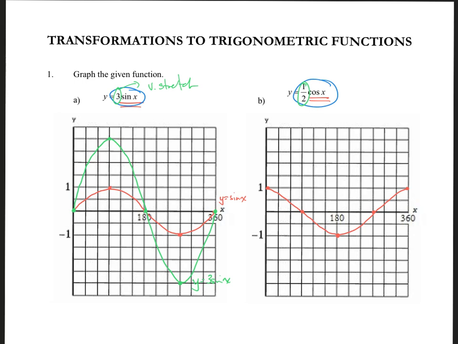Now I see that 1/2 on the outside, and I know that that's going to be a vertical stretch by a factor of 1/2. That means every y value is half the distance to the x-axis. So this maximum that was at 1 is now transformed to 1/2. 0 doesn't move. -1 gets stretched to -1/2. 0 doesn't move. And same thing for the final max. And so your graph then becomes this flatter curve.